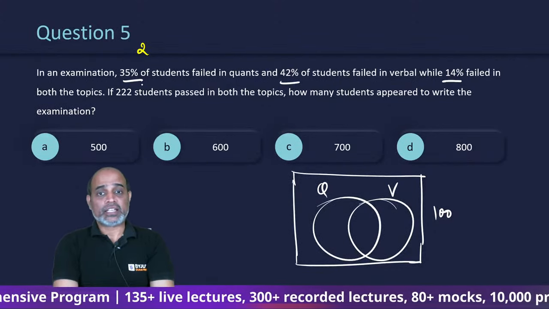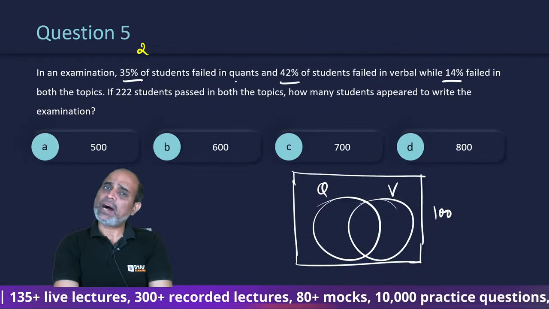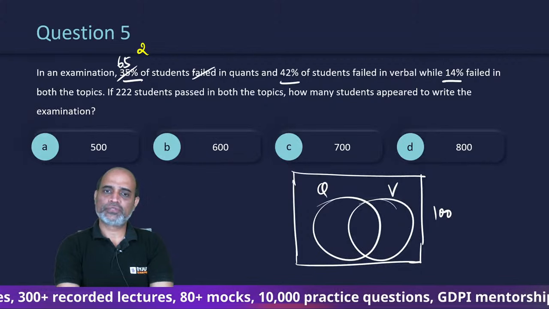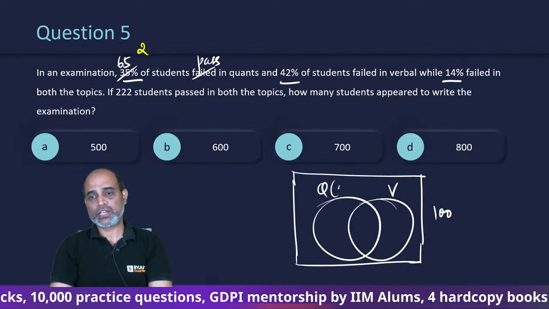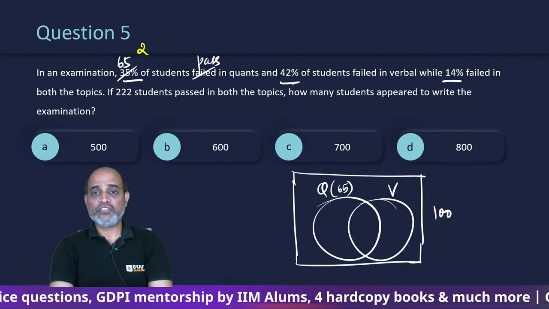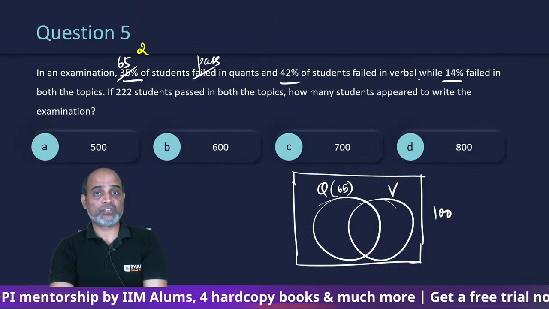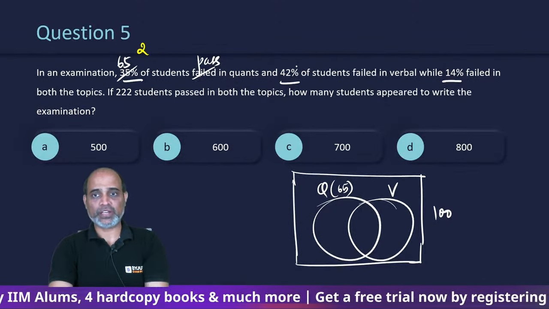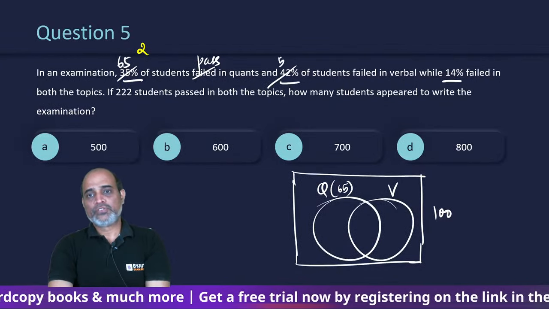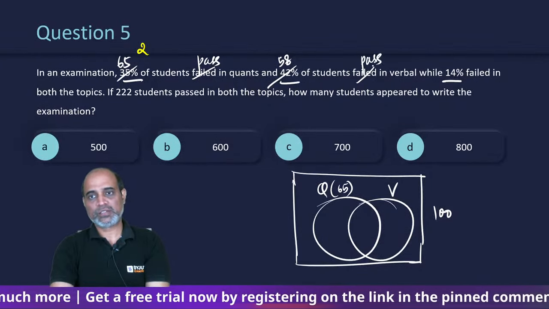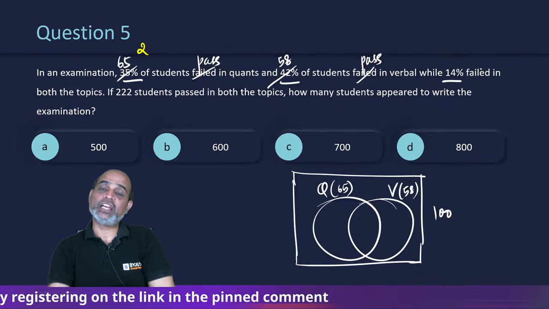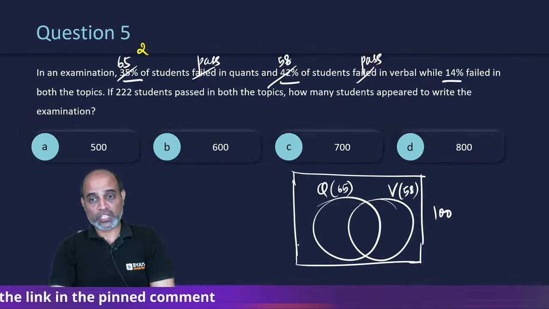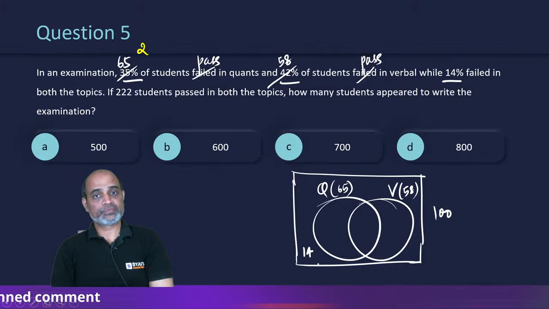ठीक है? 35% failed in quants. तो कितने पास हुए होंगे? 65. So Venn diagram is about pass. So I am saying 65 students passed in quant. Similarly, 42 out of 100 failed in verbal. 100 में से 42 अगर verbal में fail हुए तो that means remaining 58 passed in verbal. So verbal का 58. Then it says 14% failed in both the topics. So the students who failed in both the topics ये 14 हो जाएगा. Passed in both the topics वो ये बीच वाले होंगे.